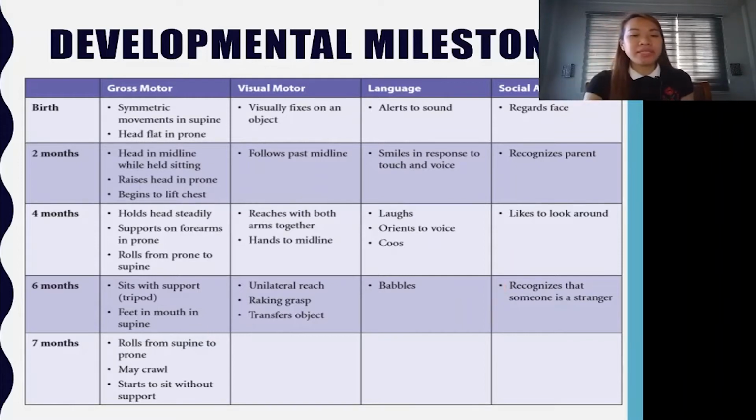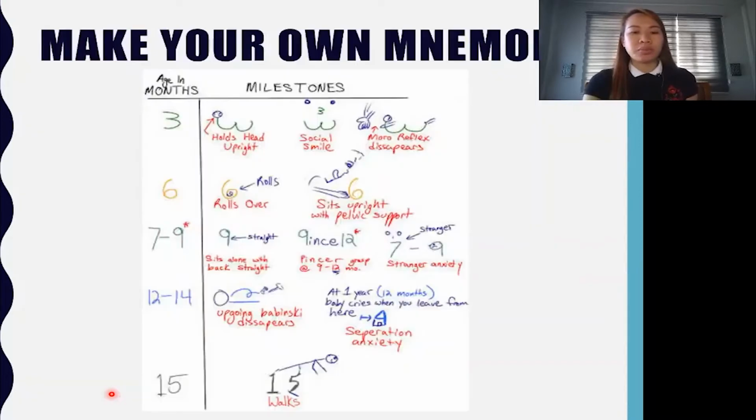Okay, at 7 months, they can now roll from supine to prone. Kanina, di ba, from nakadapa, titihaya siya, magsusupine position. At 7 months, from supine position naman, magdadapa siya. And at 7 months, they also start to crawl and start to sit without support. So kanina, kailangan meron siyang tripod position for support. But at 7 months, they start to sit without support.